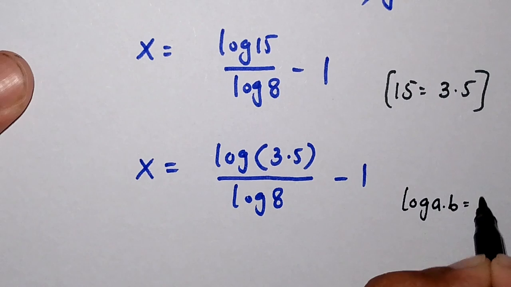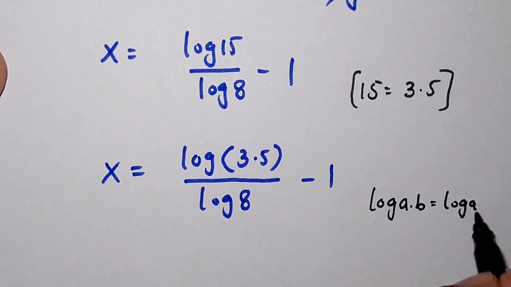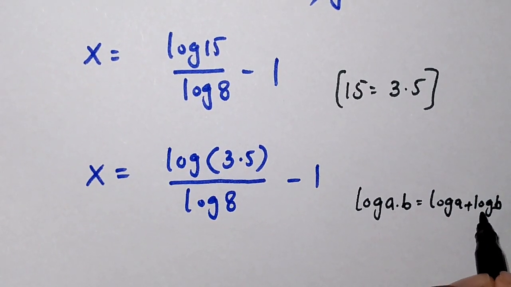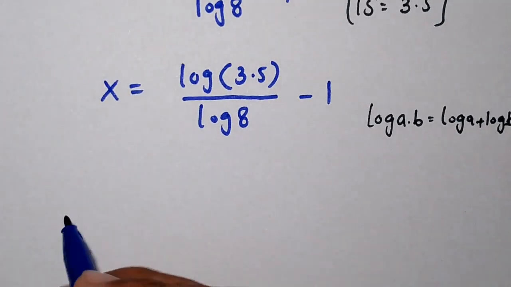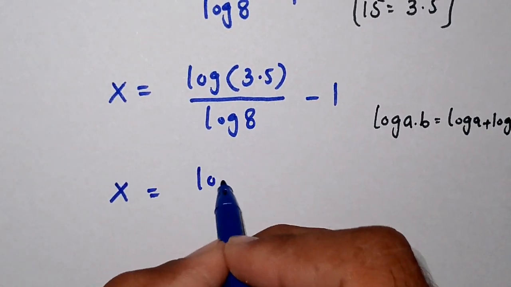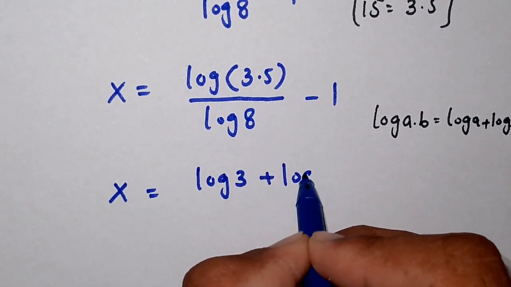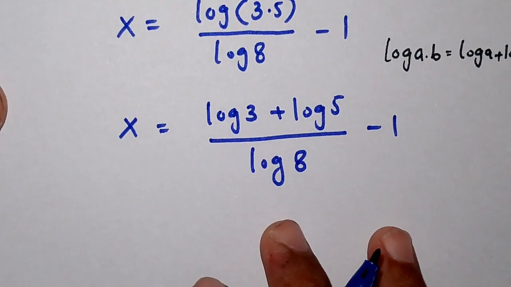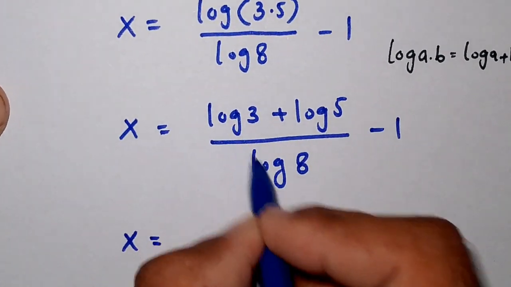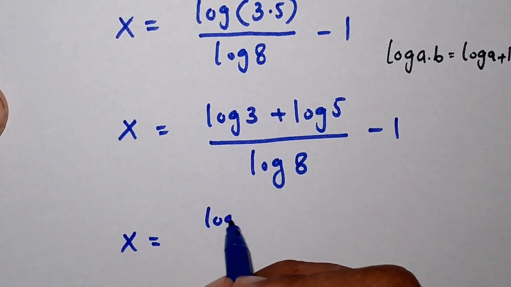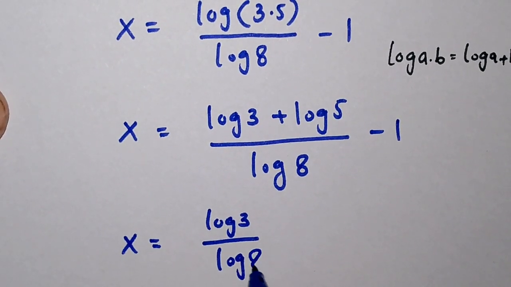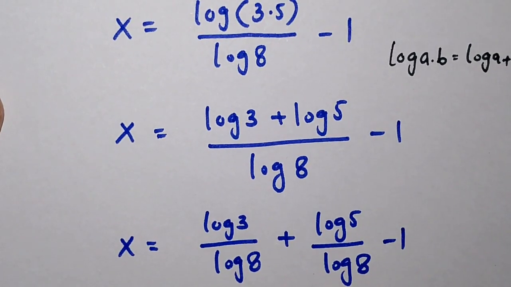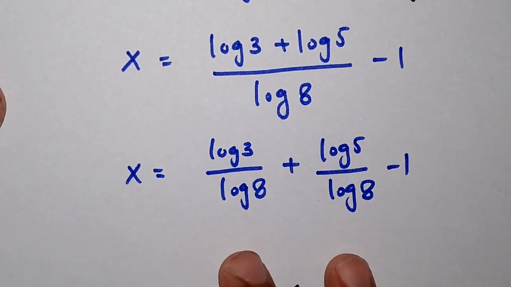Now again, to solve this, we know that log of a times b is equal to log of a plus log of b. So this will become x is equal to log of 3 plus log of 5 over log of 8 minus 1. Now in the next step we have to separate the fractions. x is equal to log of 3 over log of 8 plus log of 5 over log of 8 minus 1.